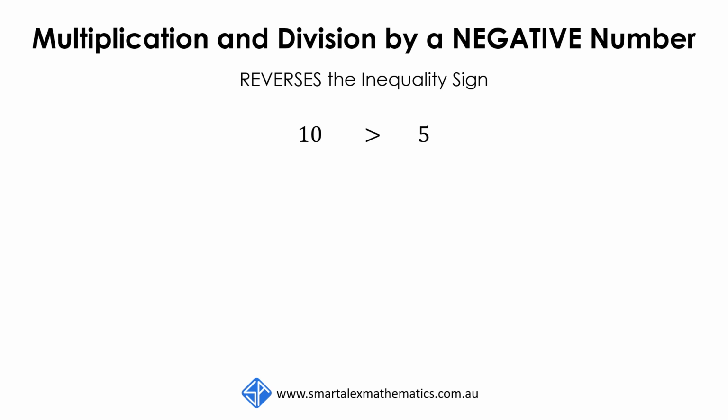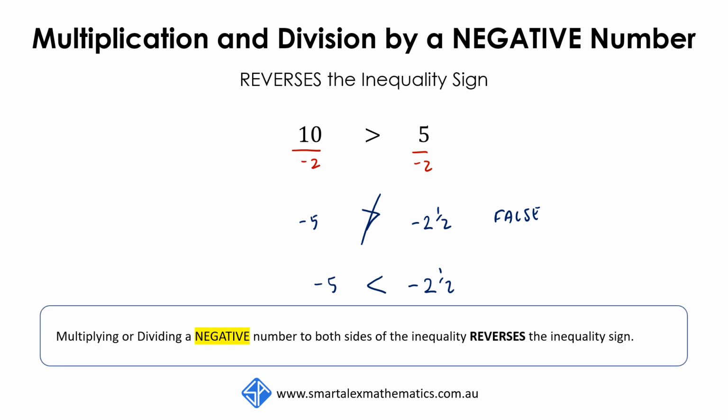Let's look at dividing by a negative number. 10 is greater than 5. I'm going to divide both sides by -2. 10 divided by -2 gives us -5. 5 divided by -2 gives us -2.5. This is not the case. -5 is not greater than -2.5. This statement becomes false. In fact, it is -2.5 that is greater than -5. So here the sign reverses. So multiplying or dividing a negative number to both sides of the inequality reverses the inequality sign.